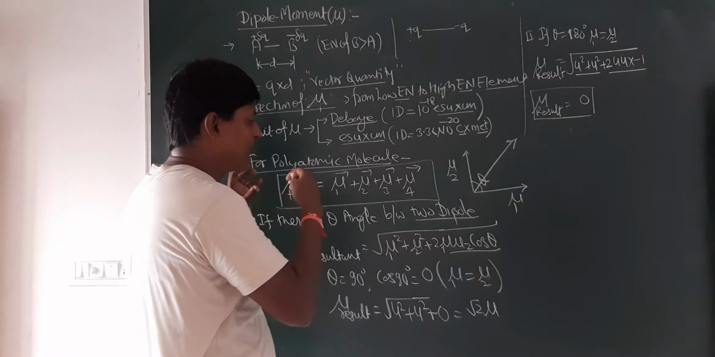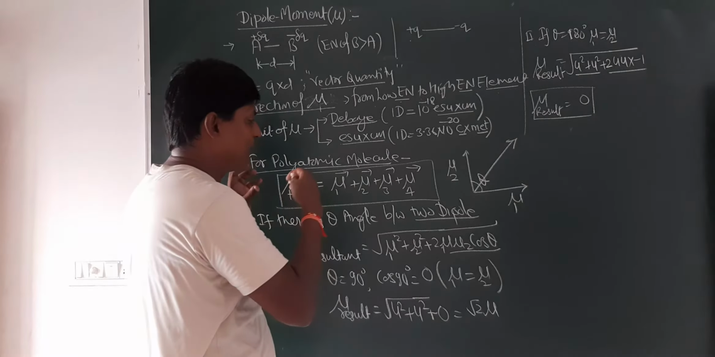If theta is 180 degree and there are two dipoles in the system, in that case this becomes 0. For tetrahedral this becomes 0. For a symmetric molecule like CO2, BF3, the dipole moment will also be 0.